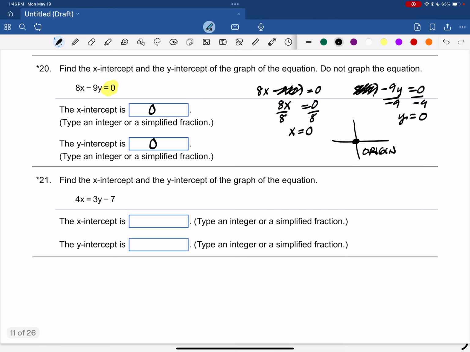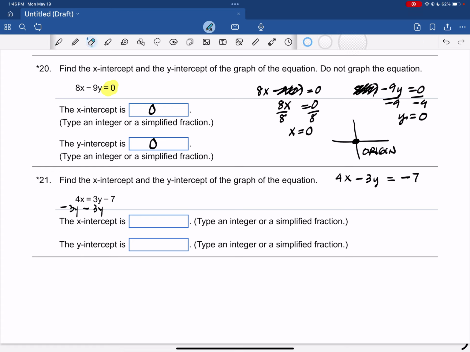Number 21, find the x-intercept and the y-intercept of this graph of this equation. Now, here we got to be careful. Look, 4x, and look, the 3y's on the other side. I'm going to go ahead and subtract a 3y from both sides, to get it into some kind of format I'm used to using, okay? So 4x minus 3y is negative 7.